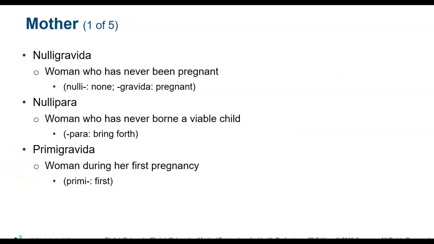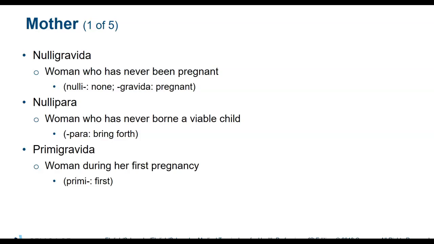Now, terms that you're going to hear during pregnancy. Nulligravida is a woman who has never been pregnant. Nullipara is a woman who's never borne a viable child. Now, you can have somebody who is nullipara, or you can have someone who has been pregnant, but they have not borne a viable child. They may have been pregnant, but they lost the baby somewhere. They had a miscarriage. Okay.